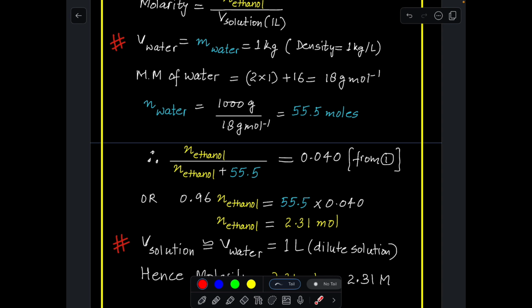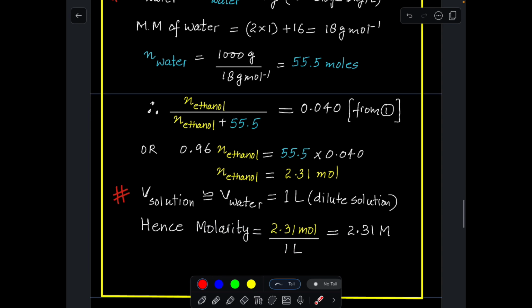So number of moles of ethanol is calculated as 2.31, and second approximation here we will do: volume of solution is approximately taken as volume of water, because here we have a very dilute solution. So here molarity is written as number of moles of solute divided by volume of solution. So you will get 2.31 molar solution.